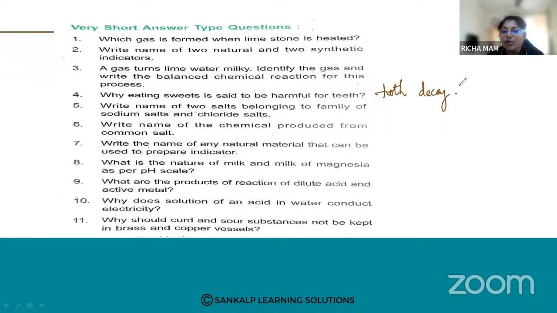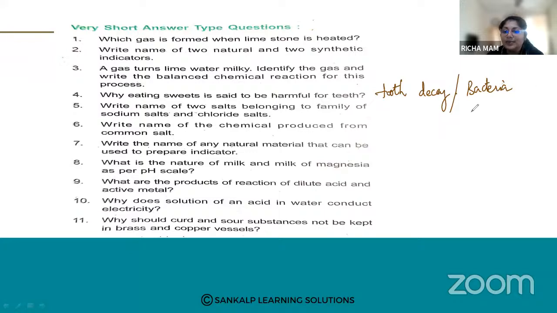Why? Due to the formation of bacteria, if you don't wash it off. Bacteria in the mouth will metabolize whatever sugar is there in the mouth and form acid, and this acid will spoil the denture of your teeth.